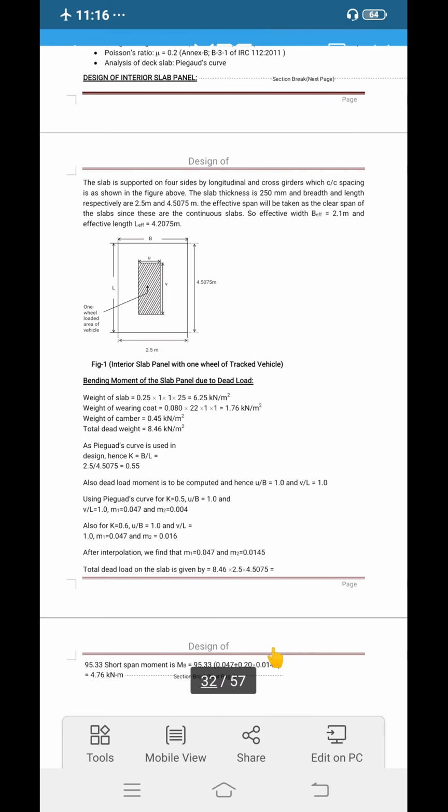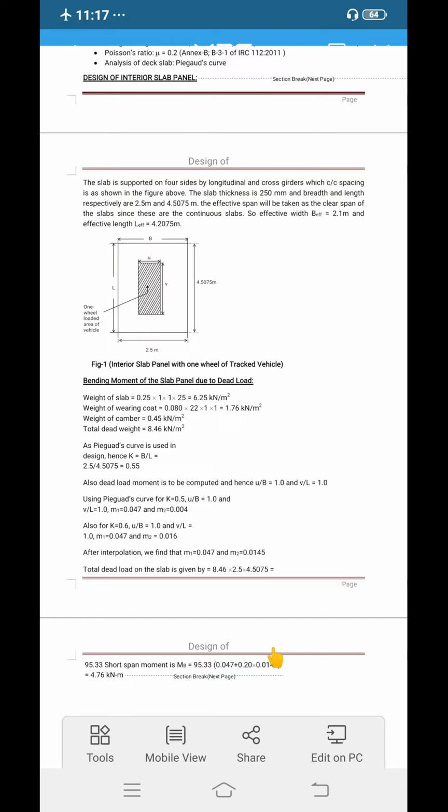So for the bending moment due to the dead load, the dead load is the thickness of the deck slab, that is 250 mm as they have mentioned, so 0.25 into 1 into 1 into 25, where 25 is the density of the concrete. So the weight of the slab is equal to 6.25 kilonewton per meter square. Then the wearing coat is there, 80 mm thick, made with mortar, that is 0.08 into 1 into 22, where 22 is the density of the mortar. So it is 1.76 kilonewton per meter square.